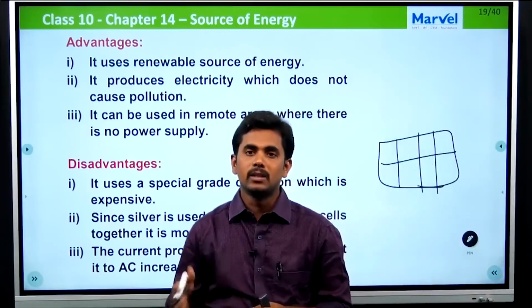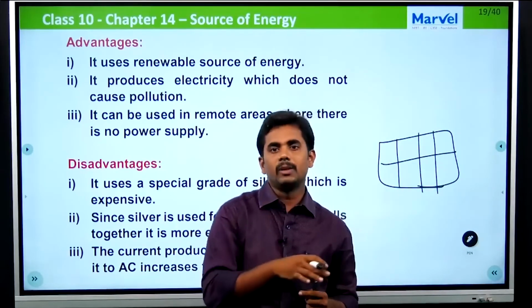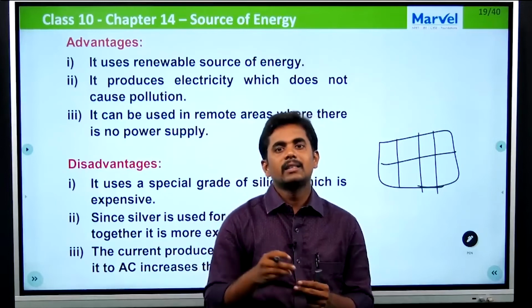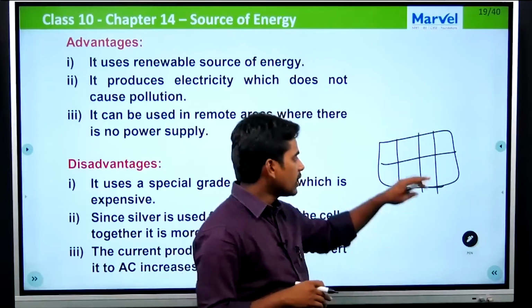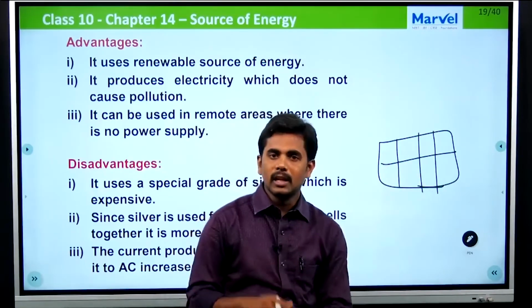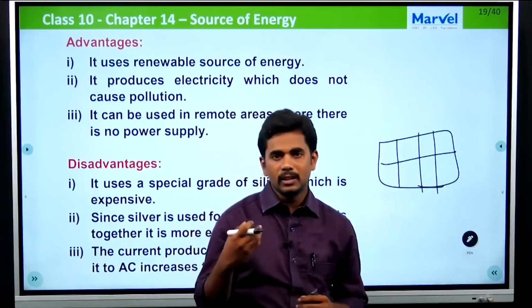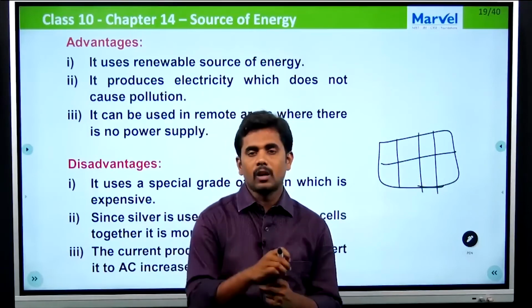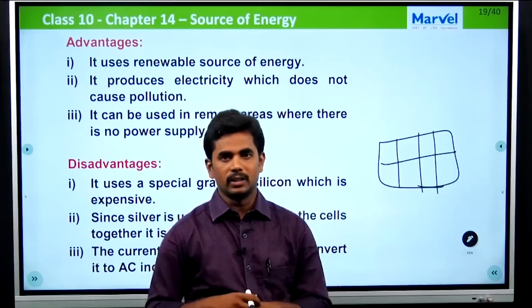Silver is more expensive, and the current produced is DC basically and must be converted into AC, which increases the cost also. Whatever current a solar cell produces is DC current, and we have to convert the DC to AC. The conversion cost will be a little expensive. So these are the disadvantages.